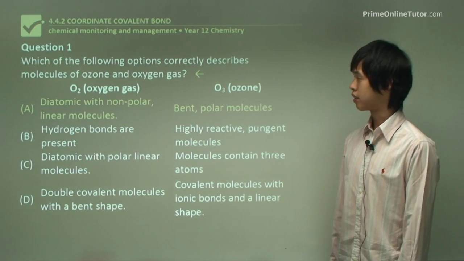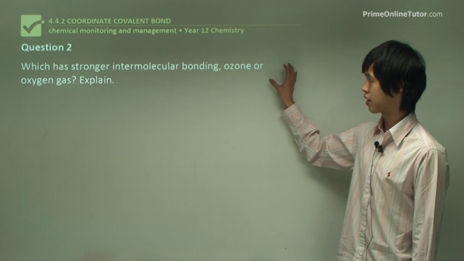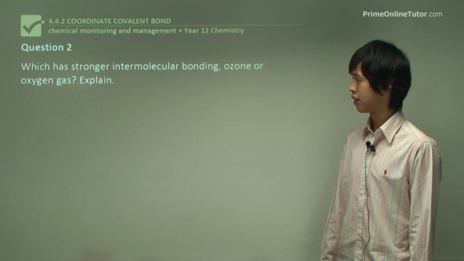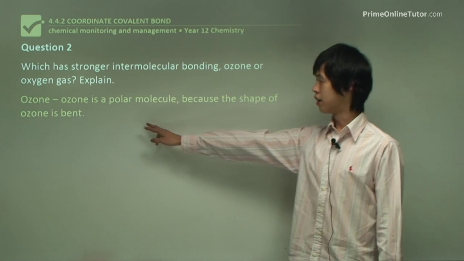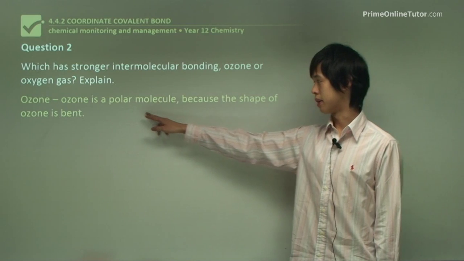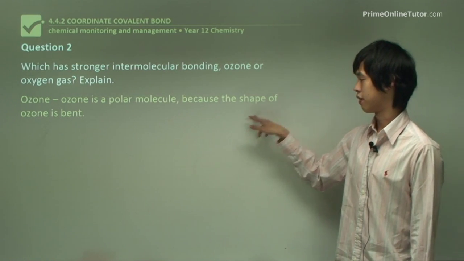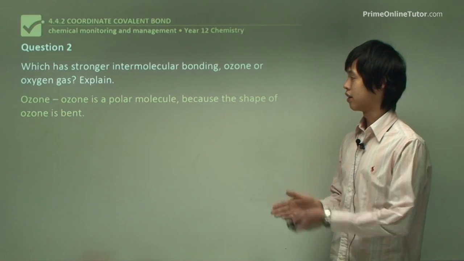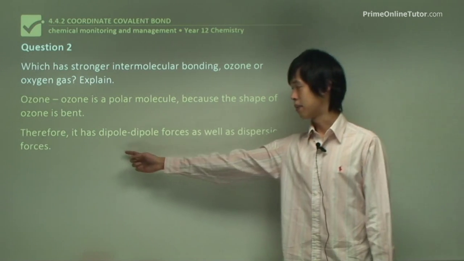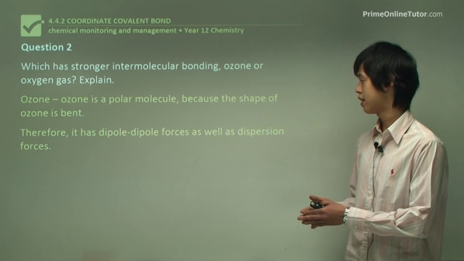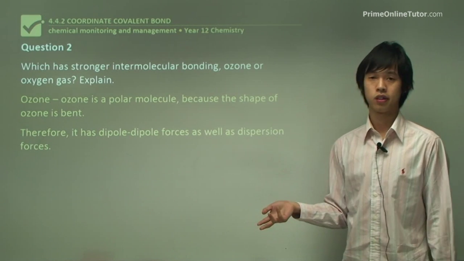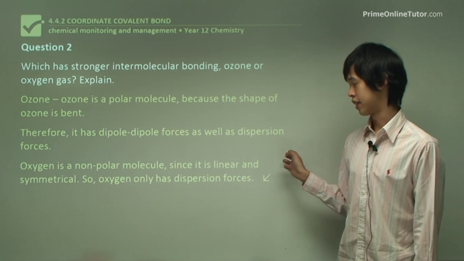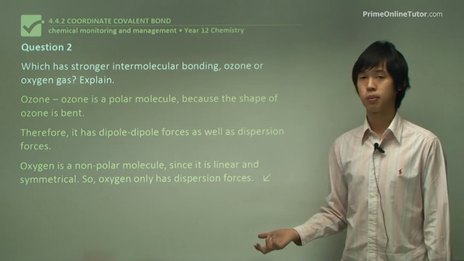So moving on to question 2. Which has stronger intermolecular bonding, ozone or oxygen gas? And explain. So ozone to ozone is a polar molecule because the shape of ozone is bent. So that bent structure gives you slight polarity, which therefore has dipole-dipole forces because of that polarity, and it also has dispersion forces. Now, because oxygen is nonpolar, it's linear and symmetrical, it only has dispersion forces.